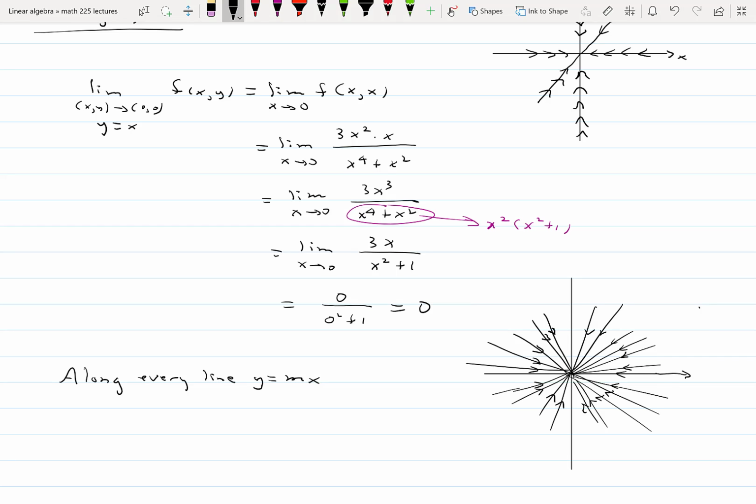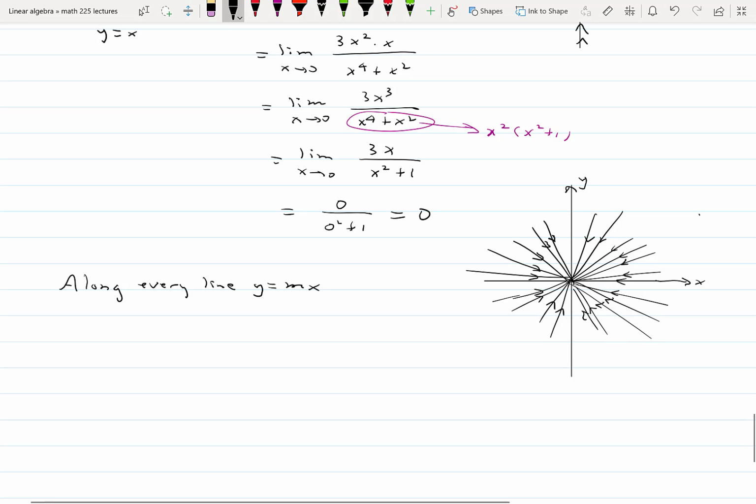y equals mx is an equation of every line that goes through the origin except for the y-axis. Every line that goes through the origin will have a slope except for the y-axis. And I already let x and y approach 0 along the y-axis. So let's see what happens if I evaluate the limit of this function as x, y approaches the origin along every line y equals mx except for the y-axis, which we already figured out. Then we figured out that limit is 0.